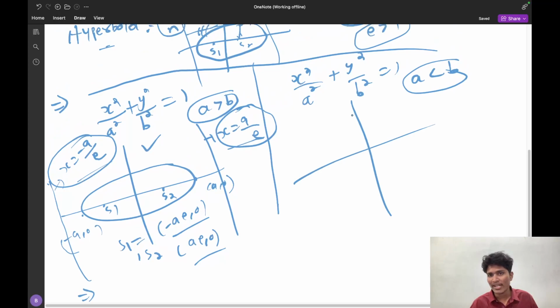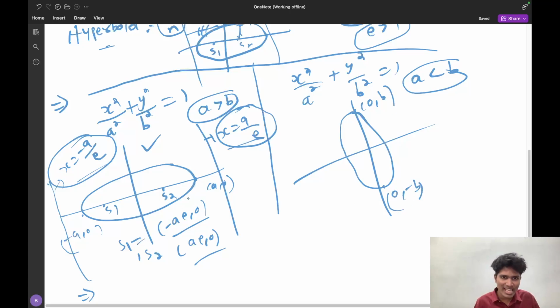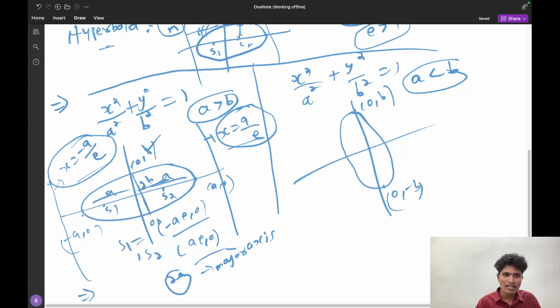This is the vertical ellipse. If you think of the points, they will be 0 comma b and 0 comma minus b, and this is the distance a, a and a. The entire distance is equal to 2a, and this 2a is called the major axis. This length is 2b, because the points are 0 comma b and 0 comma minus b. So this distance is 2b, and 2b is the minor axis.